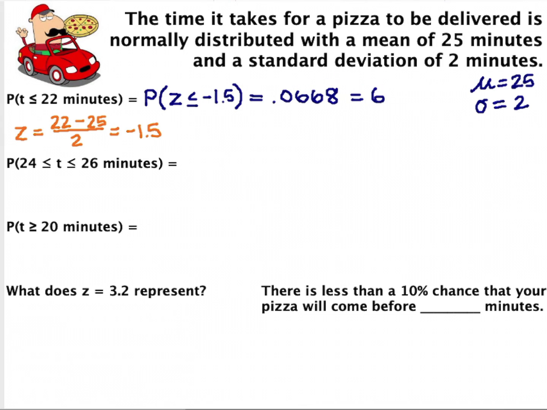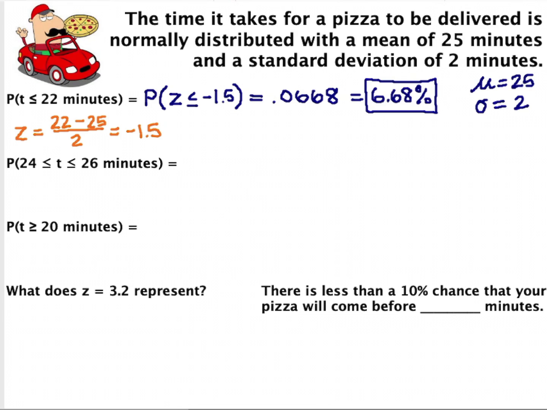So there is a 6.68% chance that our pizza will come before 22 minutes. Let's try one that's a little more challenging. We're going to find the probability that our pizza comes between 24 and 26 minutes.